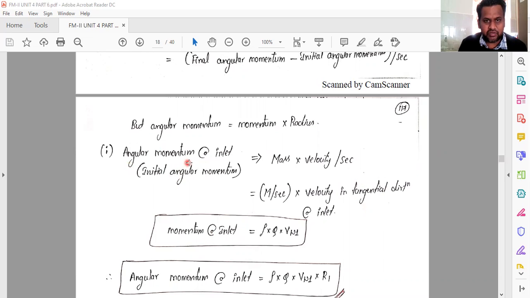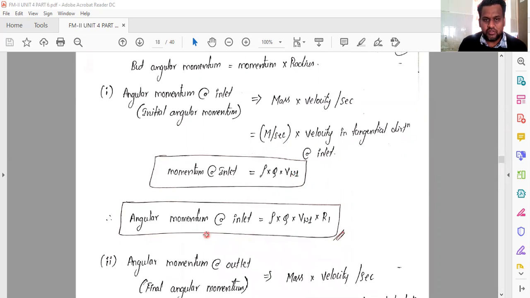You can see angular momentum at inlet, or initial angular momentum, is equal to mass per second times velocity in tangential direction at inlet. If you are talking about initial angular momentum, obviously we require velocity in tangential direction at inlet. So what is the initial tangential velocity at inlet? It is nothing but VW1. Mass per second is nothing but rho into Q. So this is momentum. Angular momentum is multiplied by radius. Angular momentum at inlet is equal to rho into Q into VW1 into R1.